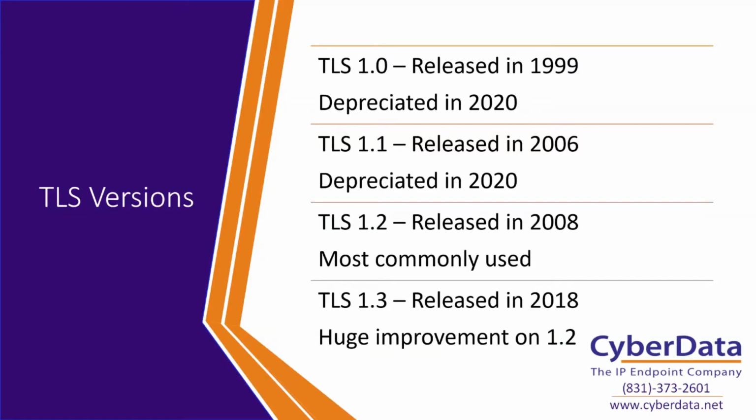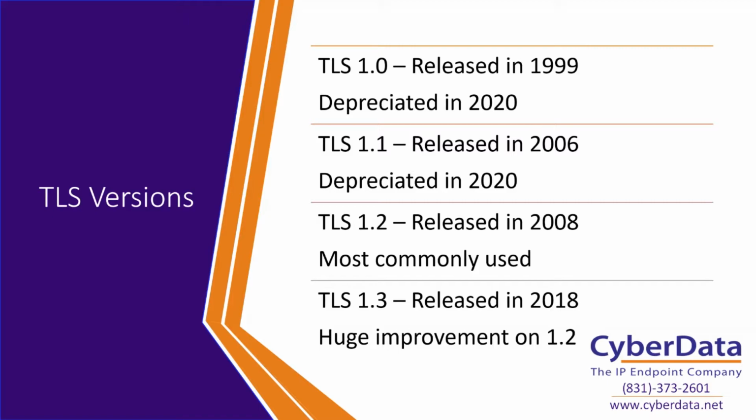TLS 1.2 was released in 2008, and that's still kind of the most commonly used implementation of TLS right now. There is a newer version, TLS 1.3, that was released back in 2018, so it's very new, but it's a pretty huge improvement on 1.2. Not to say that 1.2 isn't safe, but 1.3 is just so much safer because of the huge improvements that they built on it.